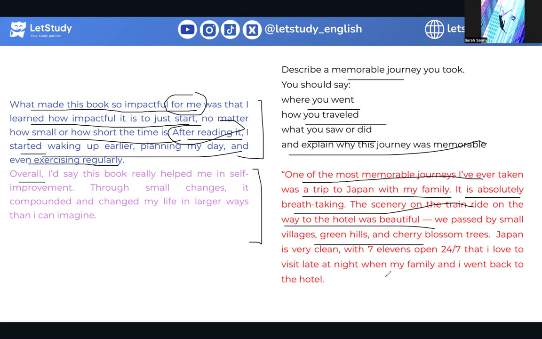Nah, ini juga ya lebih introduction, it explains how beautiful Japan is. Japan is very clean. I love visiting late at night with my family when I went back to the hotel.